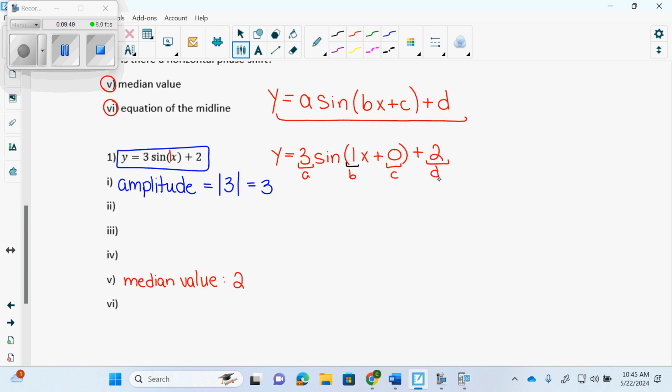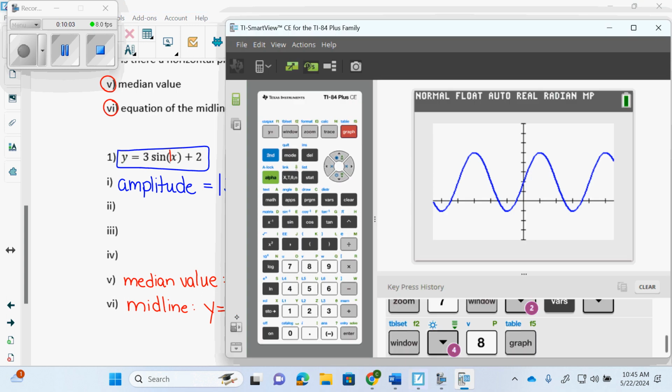So the median value is always that back value of 2. The midline is not 2. The midline is what? y equals 2. And I'm going to bring that graph back up. Is this midline the line that cuts the graph in half? Is it here at 2? Does it look right? Same amount up, same amount down? Well, let's count. 1, 2, 3 up. 1, 2, 3 down. Yeah. So y equals 2 is the midline, right?